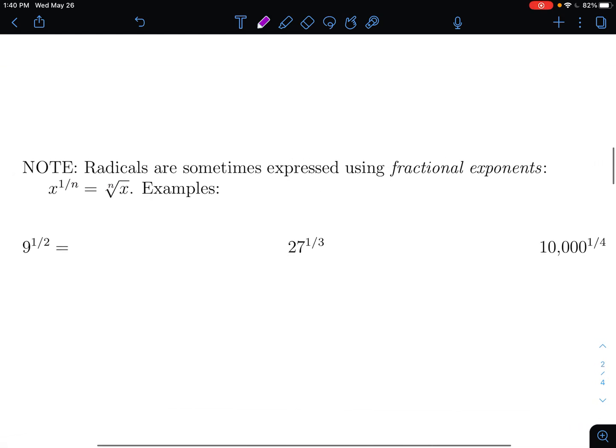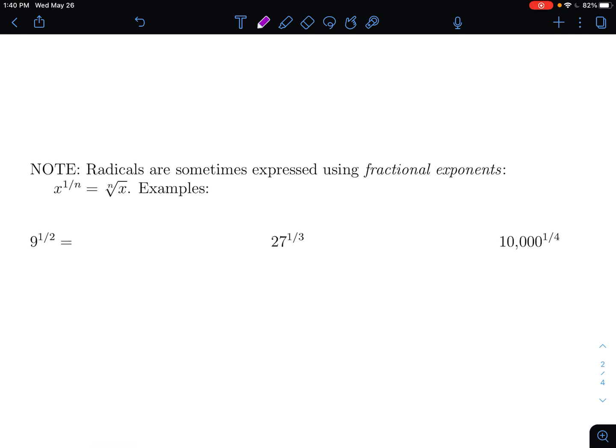Now, sometimes we'll express a radical using a fractional exponent. 1 over n just means the nth radical. So for example, 9 to the 1/2 means the second root of 9. That's just the square root of 9, which is 3. 27 to the 1/3 means the cube root of 27, also 3.